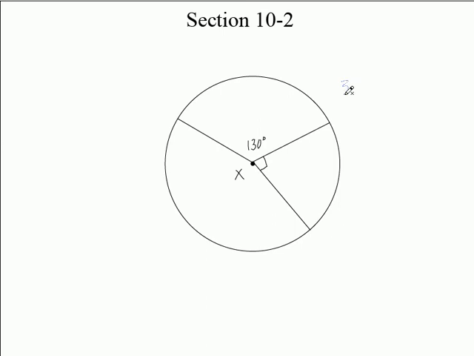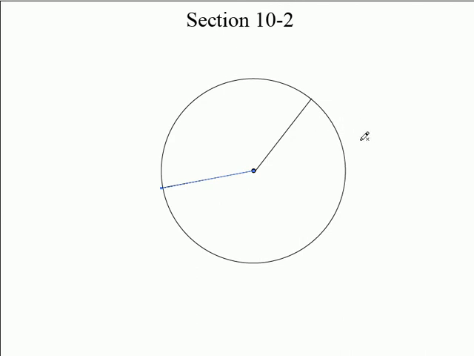360. So let's just do the math right now. 360 minus these two. Can you do 90 and 130 in your head? 220. So 360 minus 220 equals 140. So X is equal to 140. That's a sampling of what you could do with this kind of thing. We okay with that?